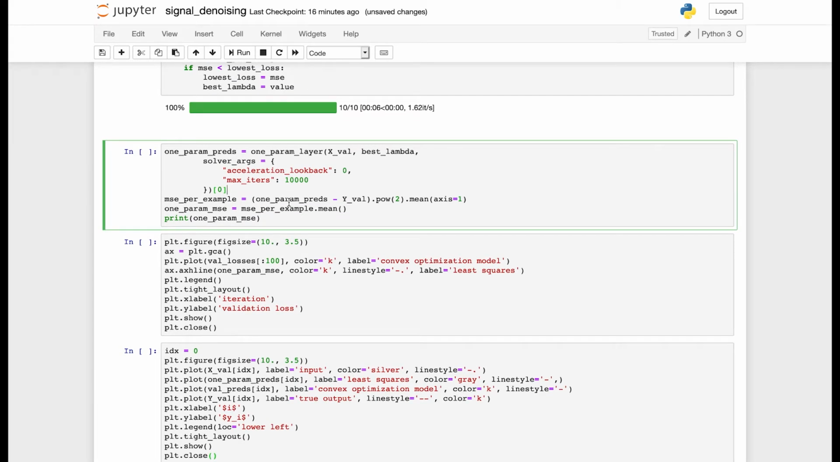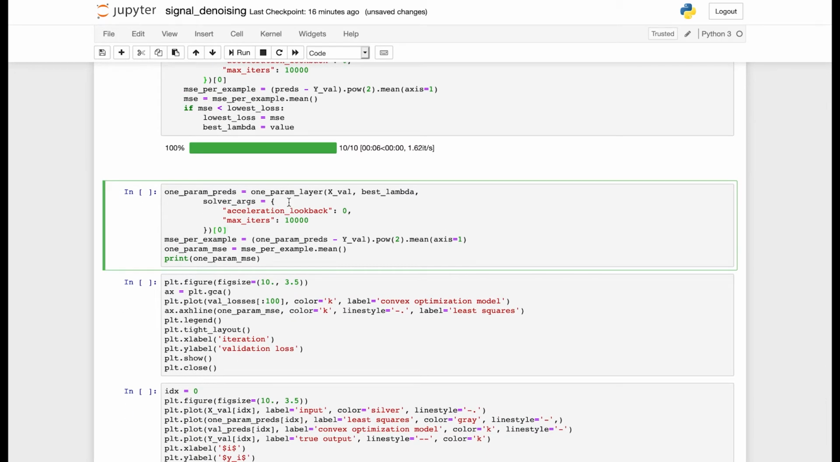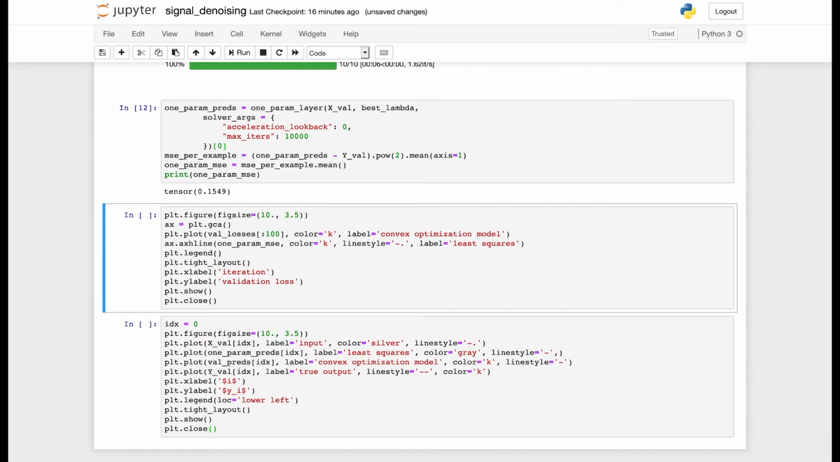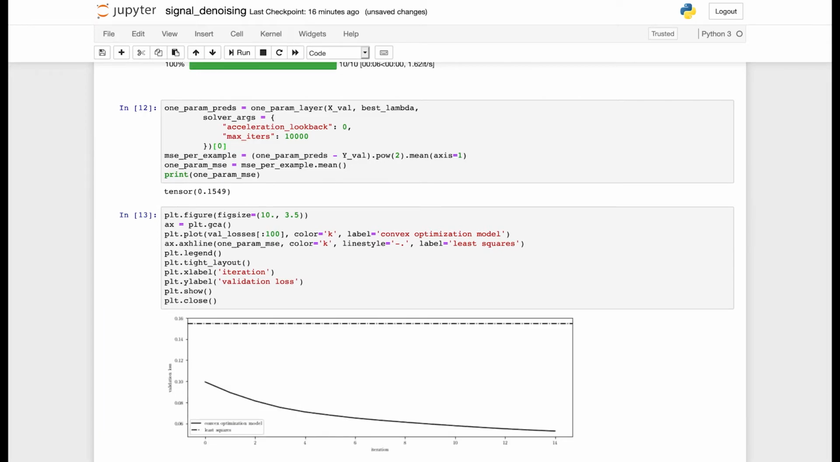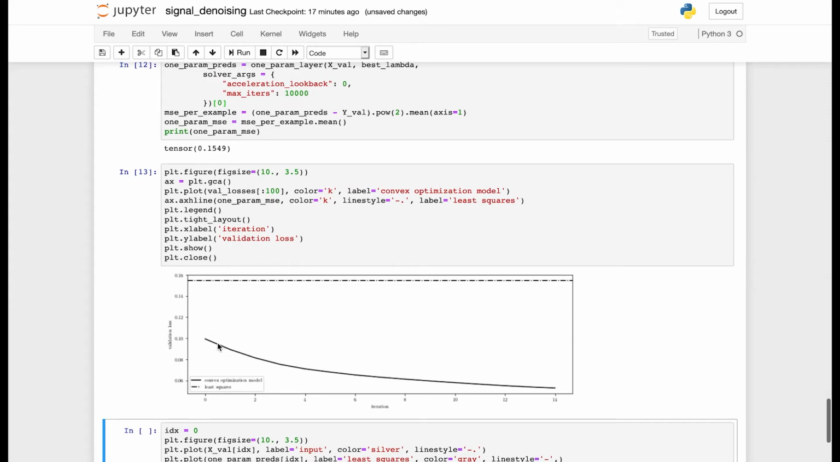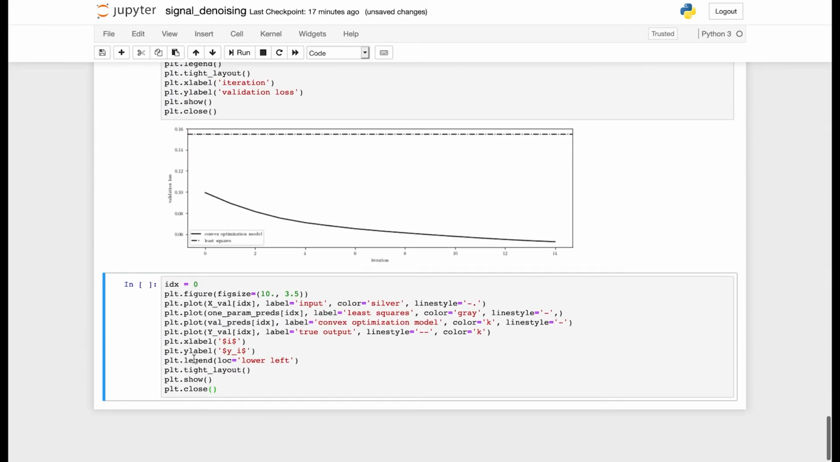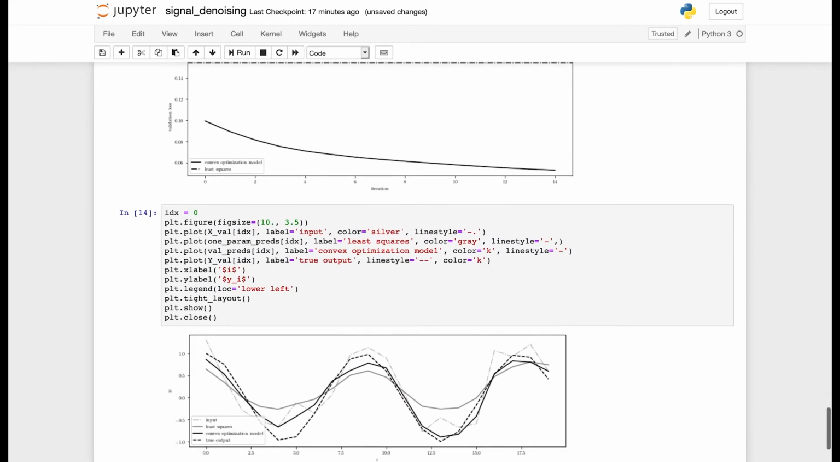There we go, and now we're going to evaluate our baseline on the validation set and compute the loss. And after we found the optimal value of lambda for the validation set, now here we plot the validation loss for both the convex optimization model and the least squares model. So this dot dashed line here is the validation loss achieved by the least squares model, so using m equals the identity. And this black line here is the validation loss of the convex optimization model over time. So as we train for each iteration, you can see that it easily beats the straightforward least squares denoising model.